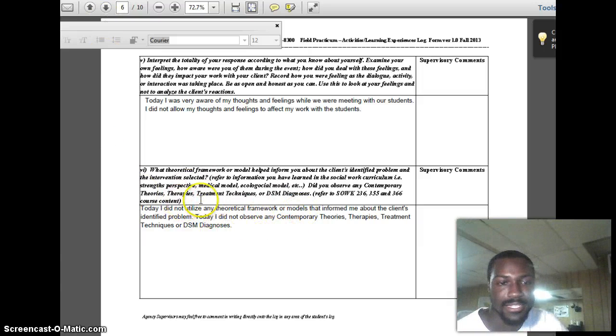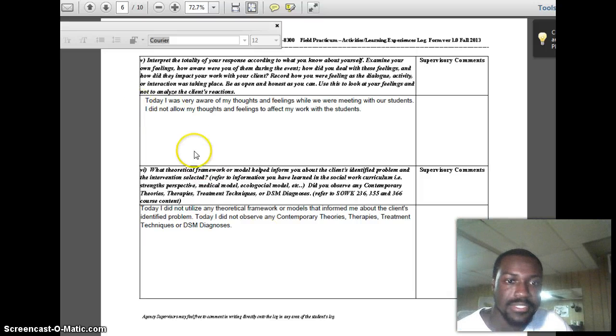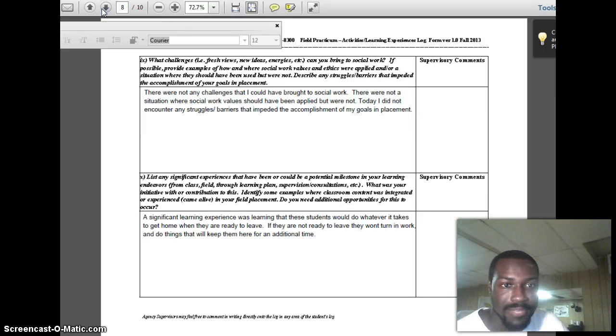Y'all understand this. Basically, treatment techniques, DSM diagnoses such as schizophrenia and stuff like that. Those are DSM diagnoses, but y'all understand that. Y'all had 236. So, what else could you have done? That's easy. Part of the problem, that's easy too. That's self-explanatory. What challenges can you bring to social work?